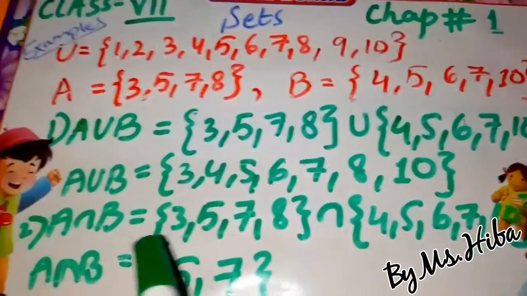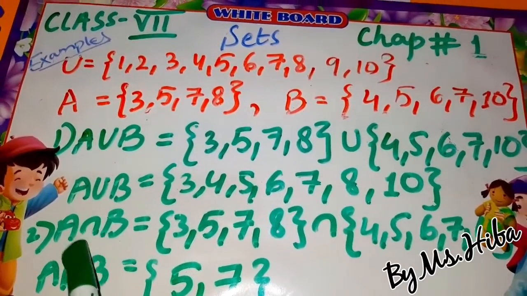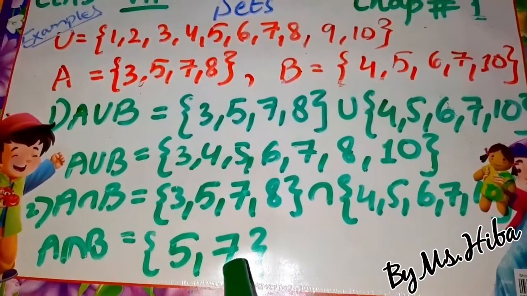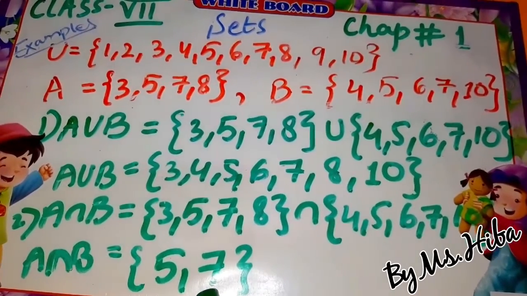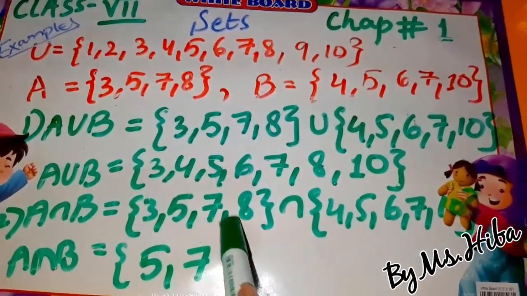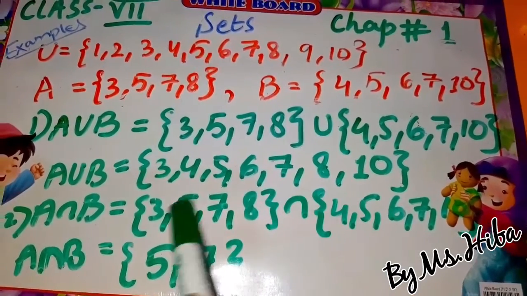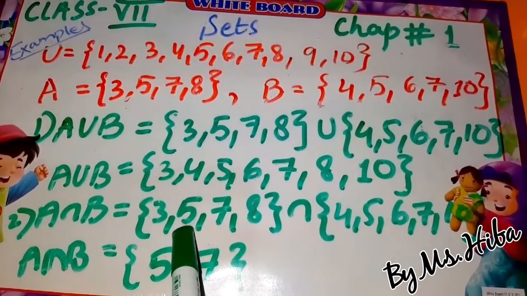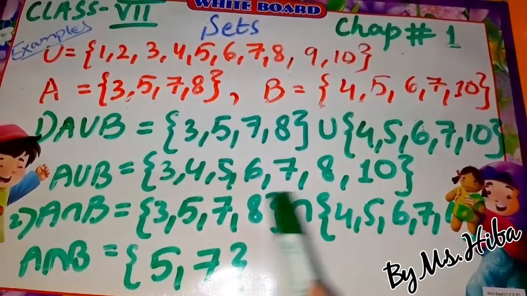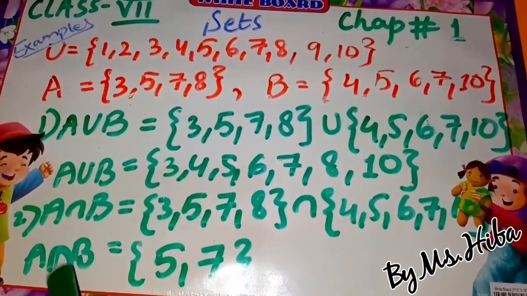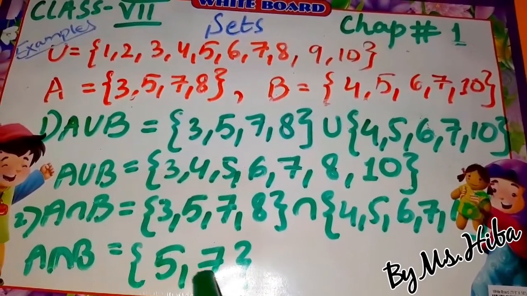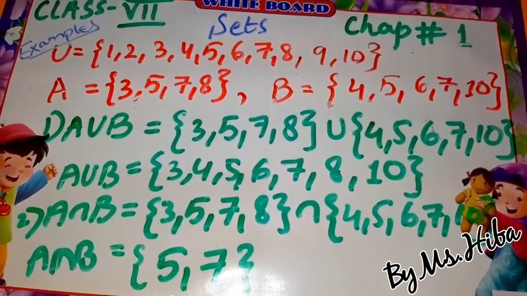Okay, now question number 2 was A intersection B. So the answer of A intersection B is 5 and 7, because in intersection we write only the common numbers of both sets. As we can see, 5 and 7 are common in both sets, so the answer of this question is 5 and 7.